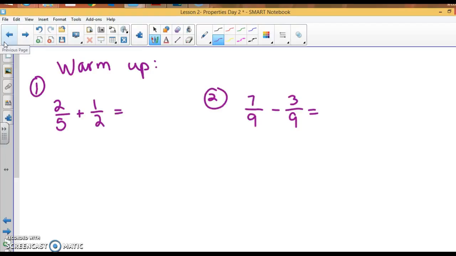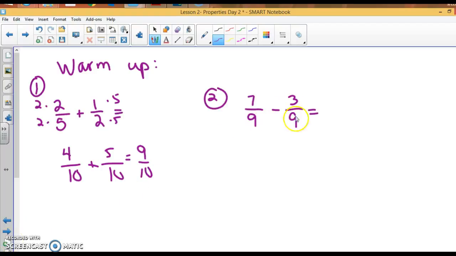All right. Another warm-up. Pause. Try these. All right. When you are adding fractions, you need to have a common denominator. So our common denominator here is going to be 10. We multiply numerator and denominator by 2, so 4 tenths. This one I need to multiply by 5, is 5 tenths. You end up with 9 tenths, and that's complete. 7 ninths minus 3 ninths already has a common denominator, so that will be 4 ninths.